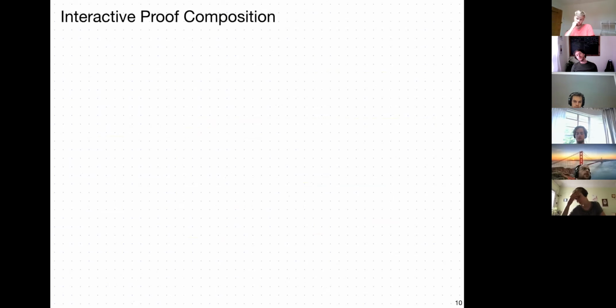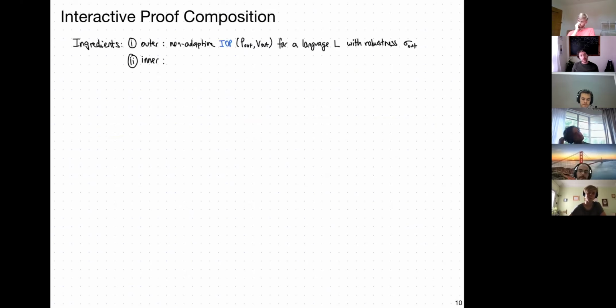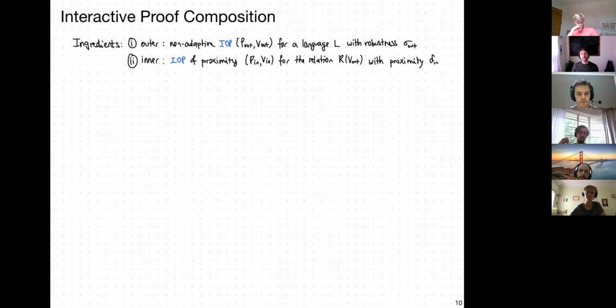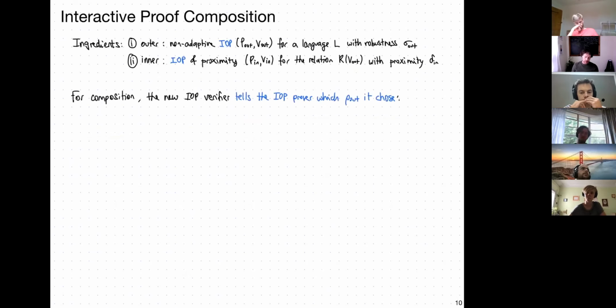And I want to conclude this lecture by just saying what happened with respect to interactive proof composition. So everything will be exactly the same, only we'll pay less. And what's the idea here? Again, we'll have two ingredients: this non-adaptive, robust IOP is the outer IOP, and the inner IOP would be an IOP of proximity. And we'll have a new composition. And what would be the composition?